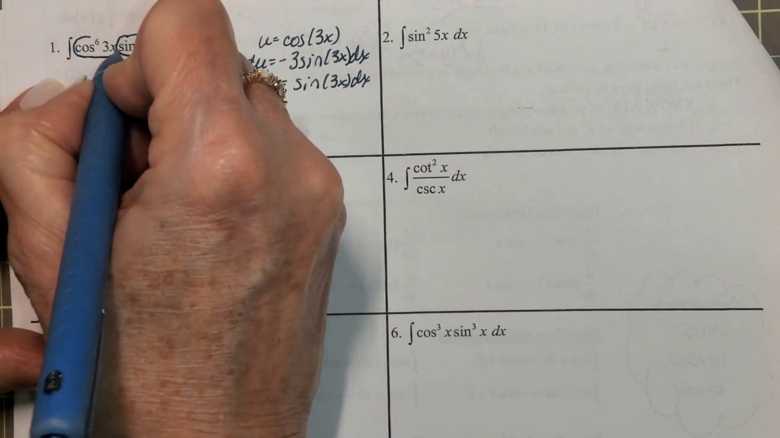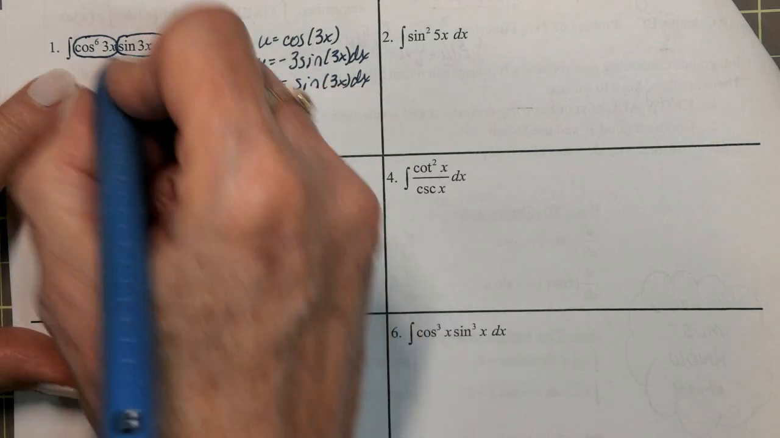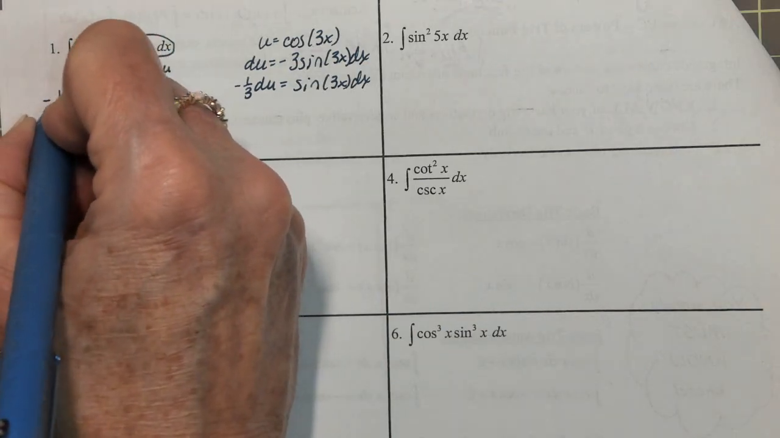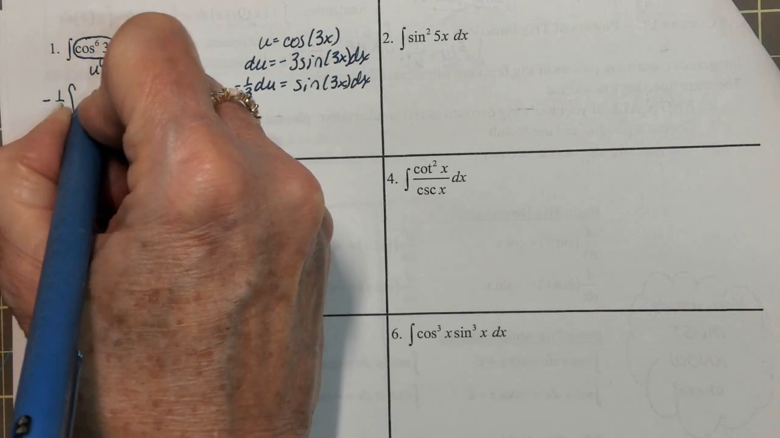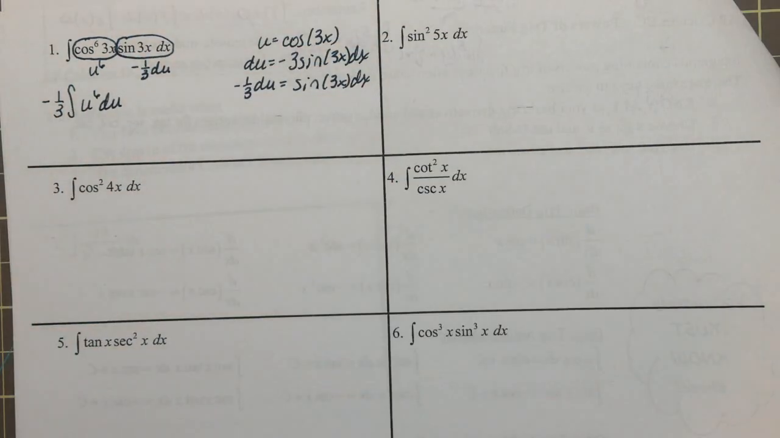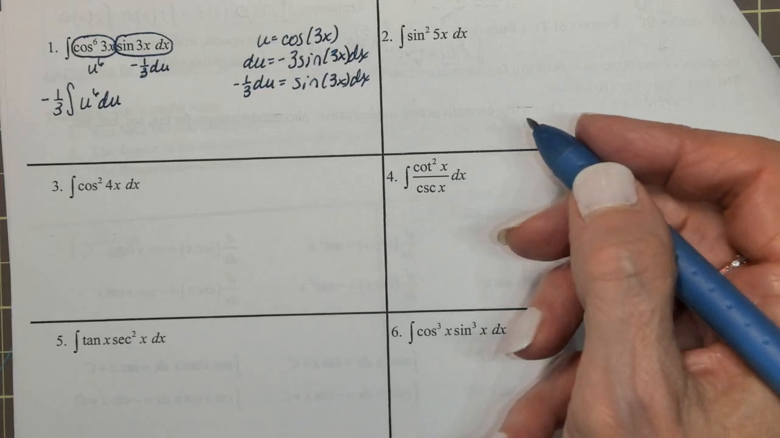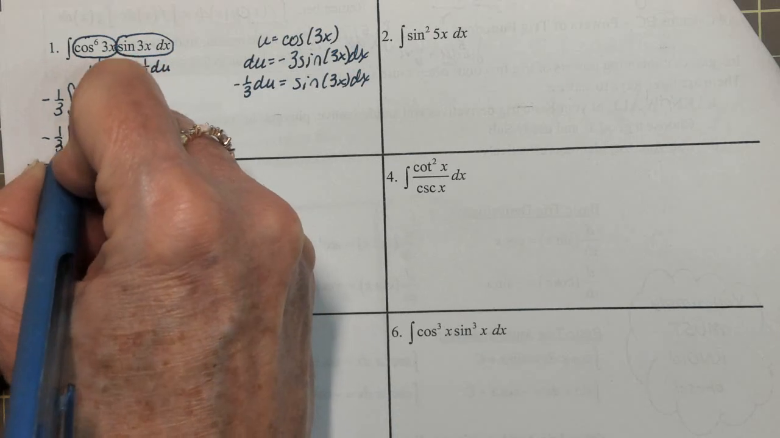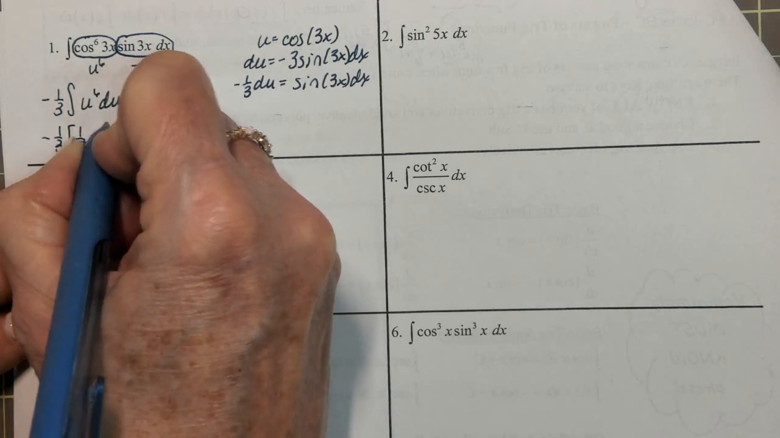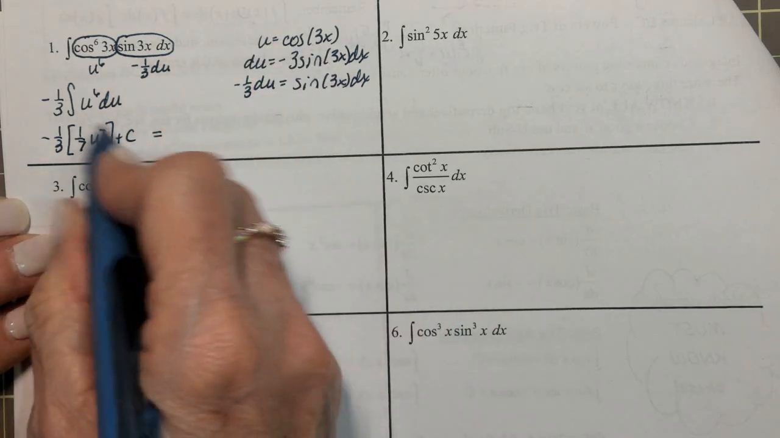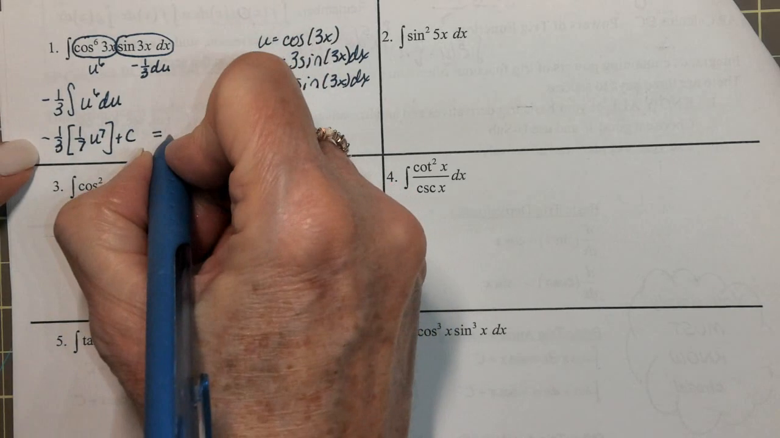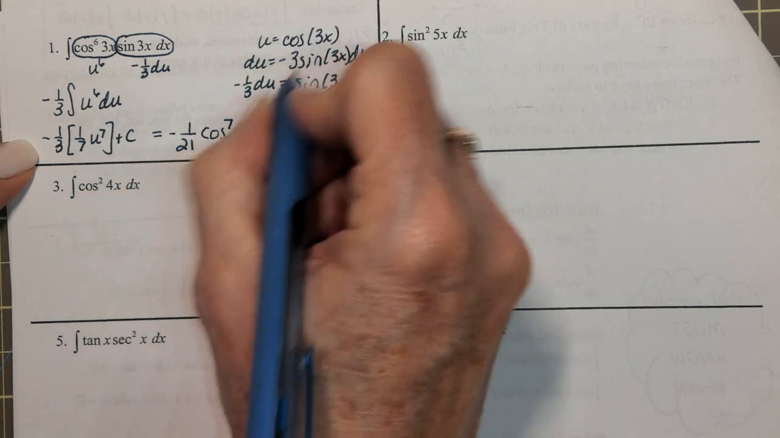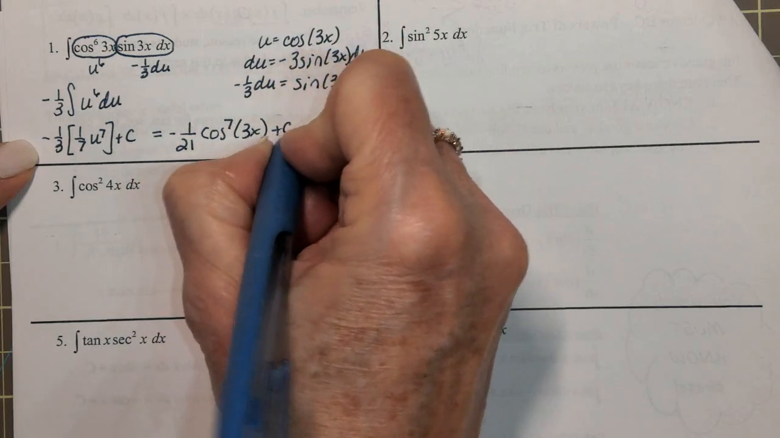So in place of this sine of 3x dx, I'm going to be putting negative 1/3 du. In place of cosine to the 6th of 3x, I'm replacing it with u to the 6th. So we can rewrite this integral as negative 1/3 integral u to the 6th du, and now we can use the power rule. We did a u sub, now power rule. So negative 1/3 times 1/7 u to the 7th plus c. That would be a safe spot if it was an FRQ. As a multiple choice answer, negative 1/21 cosine to the 7th of 3x plus c.